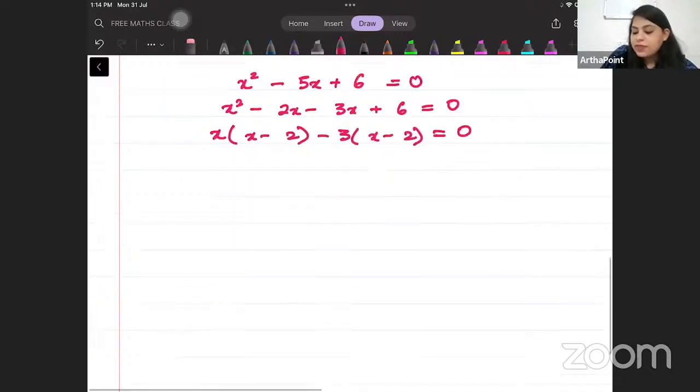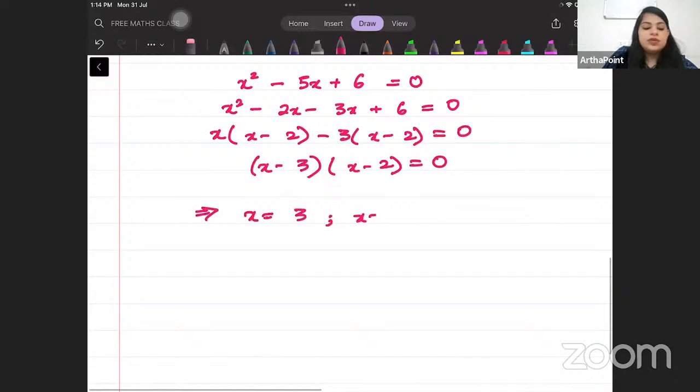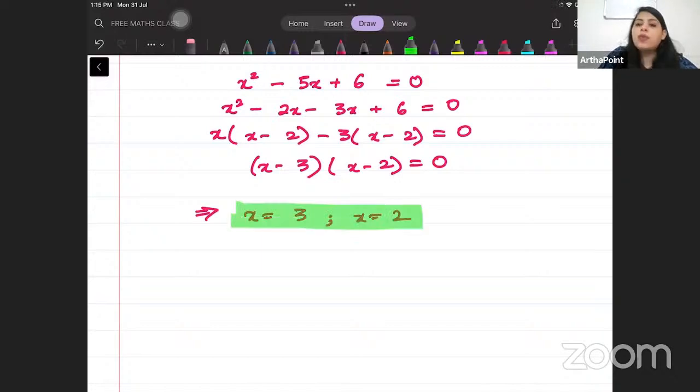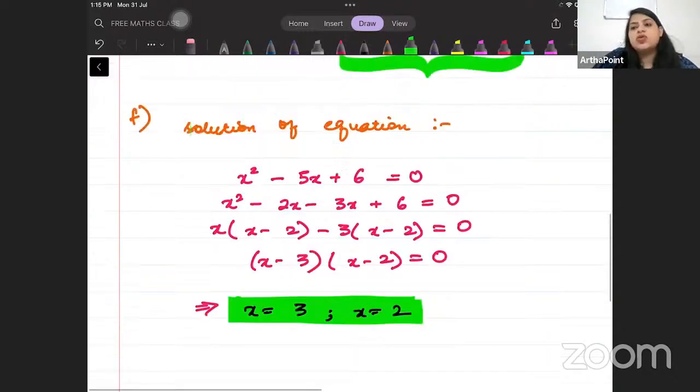So what will come, beta? x minus 3 into x minus 2 equal to 0. So this implies either x will be 3 or x will be 2. So beta, the collection of the solution of the equation, that is also a set.